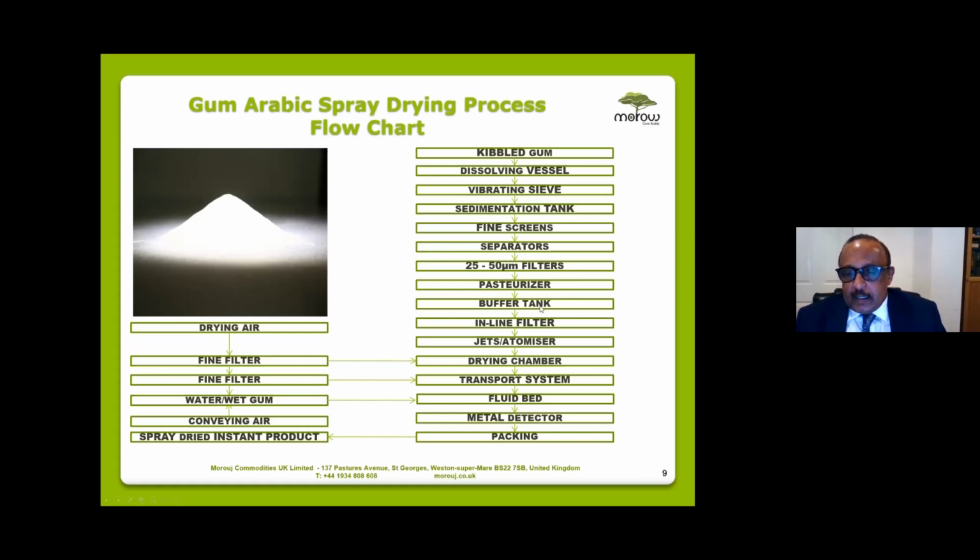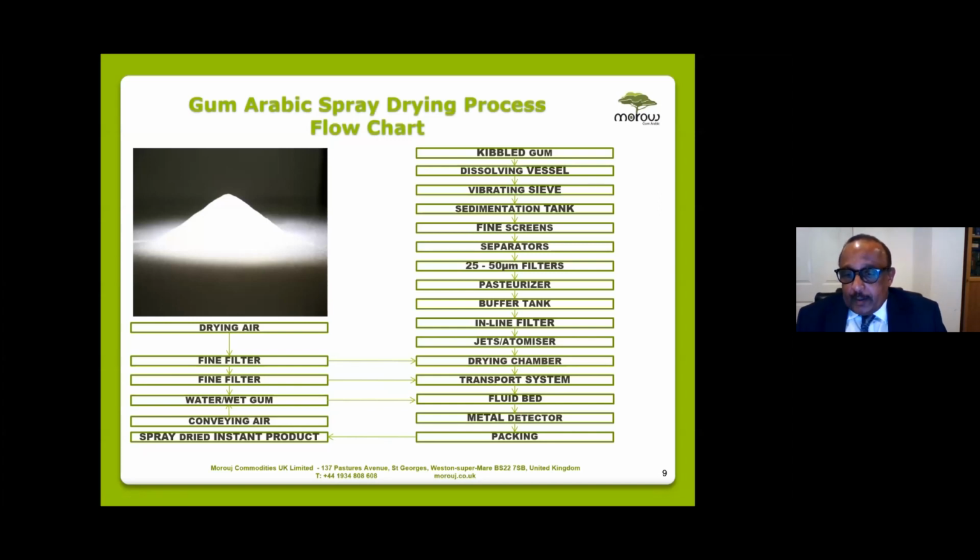Then the gum goes to the buffer tank, where it's pumped using high pressure pumps to the jets or atomizer in the drying chamber. The atomizer and jets' job is to reduce the size of the gum solution droplets to a very small size to increase the surface area, which allows the heat in the drying chamber to evaporate the water from the gum solution.